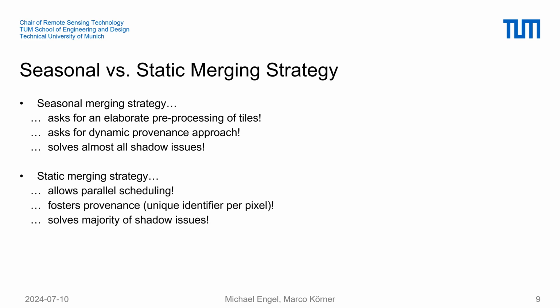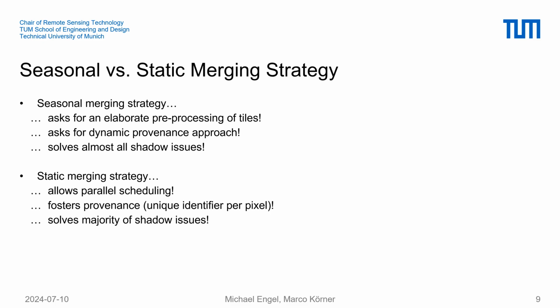A static merging strategy, however, allows parallel scheduling of the areas to query. It fosters the provenance, and actually it's easy to get a unique identifier per pixel, and it solves the majority of shadow issues. What about the shadows at the seams?